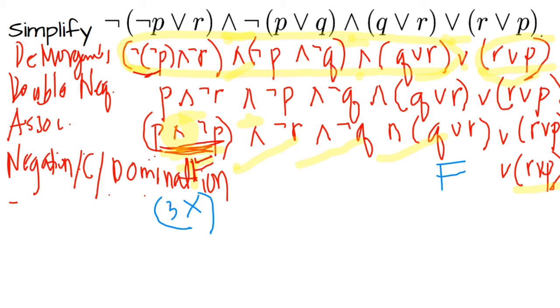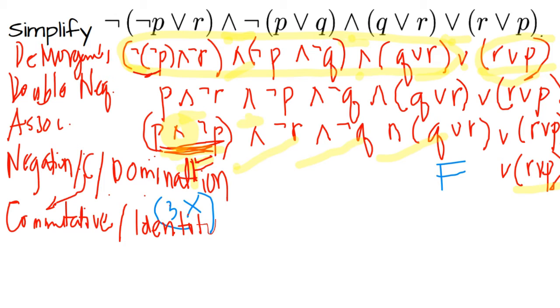So after this, by commutative, and after commutative identity, you will have the result to be R or P. That's it.